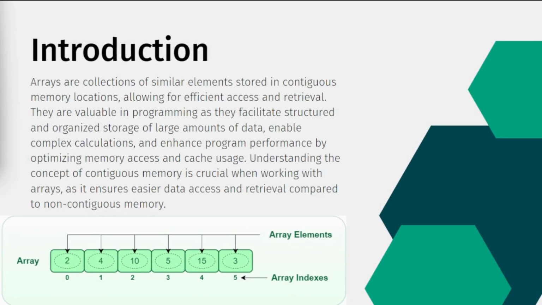So starting, what are arrays? An array is a collection of similar elements that are stored in contiguous memory locations for efficient access and retrieval. Arrays are used to store data of the same data type such as integers, characters, or floating point values.